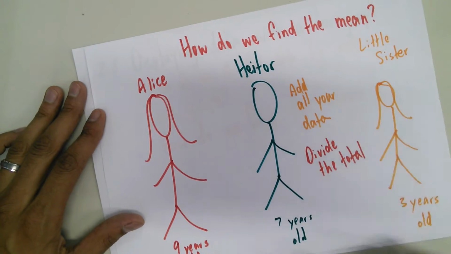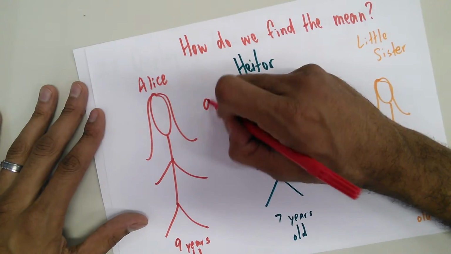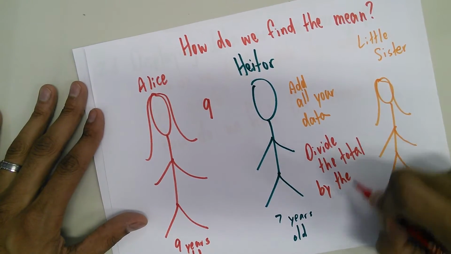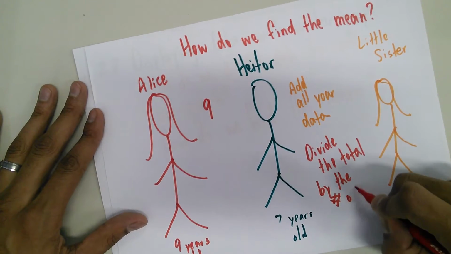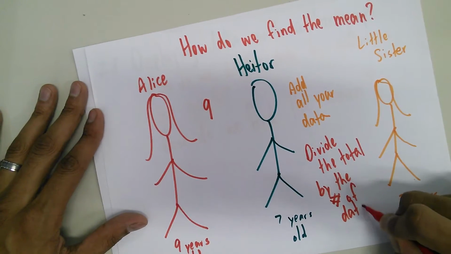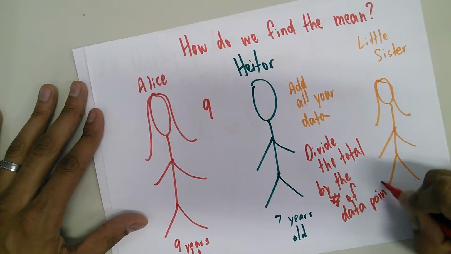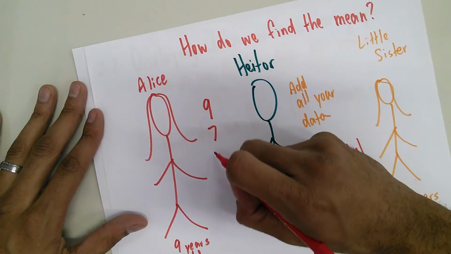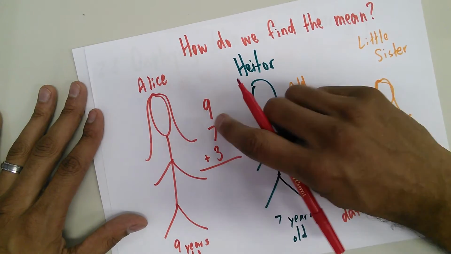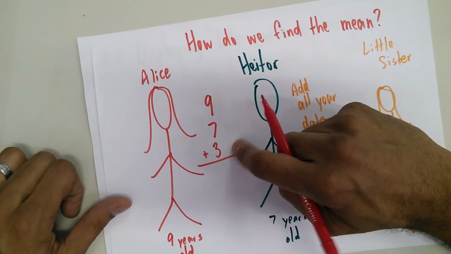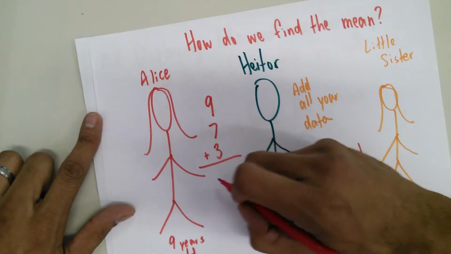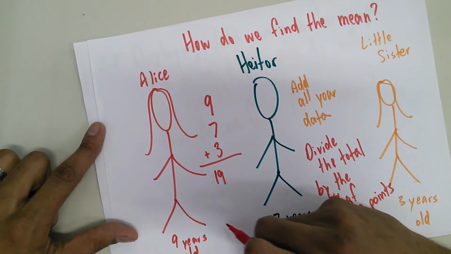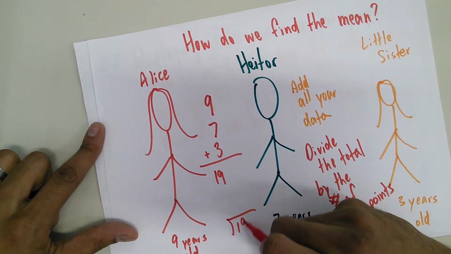So for here, Alice is 9. Divide the data by the number of data points. Okay, so Alice is 9, Aitor is 7, her little sister 3. Well, 7 and 3, we could do that really quickly. That's 10. Plus Alice is 9, that total is 19. So now I have to divide 19 by the number of data points.